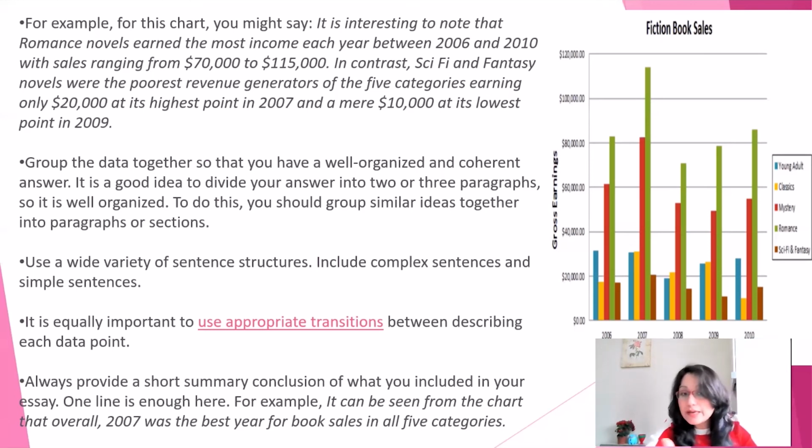Like over here, like we just showed you in the example, you can talk about how the sales were the best for all the 5 categories in 2007. Here is when sales for all the categories were at their best. So this is one way of summing it up.